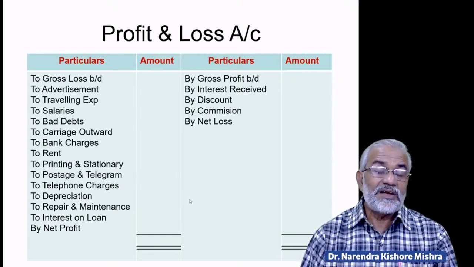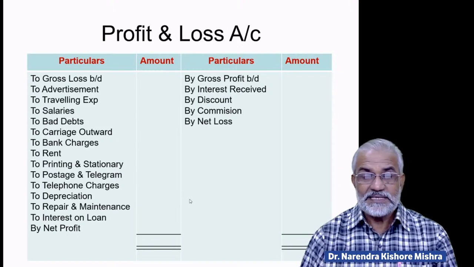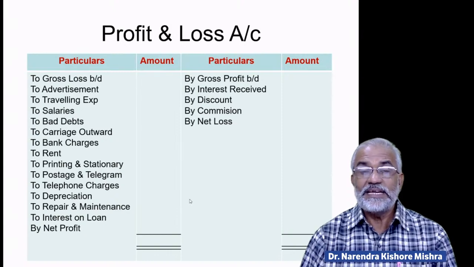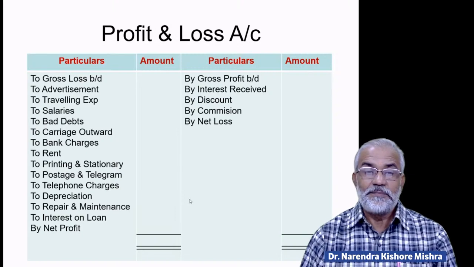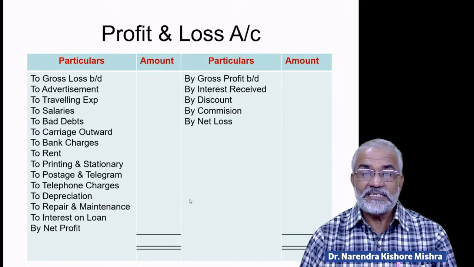Just the reverse of outstanding salary is prepaid salary or prepaid expenses. Prepaid expenses means expenses paid but not due. If the rent is paid in advance, that is called prepaid rent. Prepaid rent is receivable in nature. That's why it is treated as a current asset.